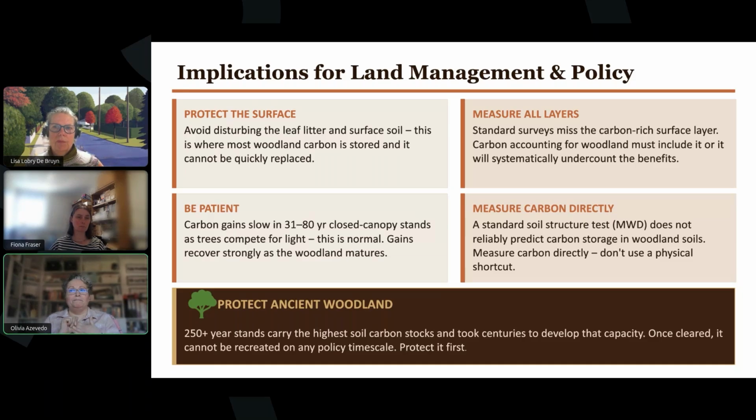4, don't use mean weight diameter as a standalone proxy for carbon in woodlands. The data simply don't support it, specifically in mature woodland systems. Number 5, ancient woodland is irreplaceable. So ancient woodland stores the most carbon and took centuries to develop that capacity. Once cleared, it cannot be recreated on any policy timescale.